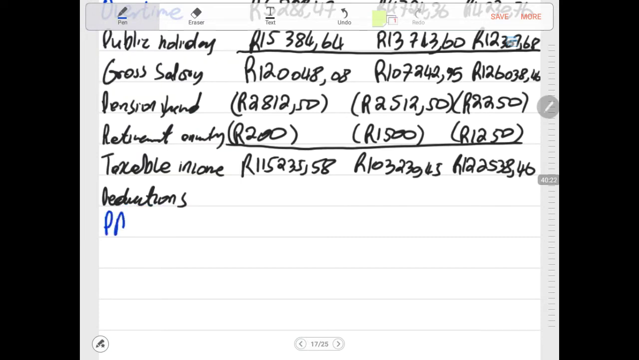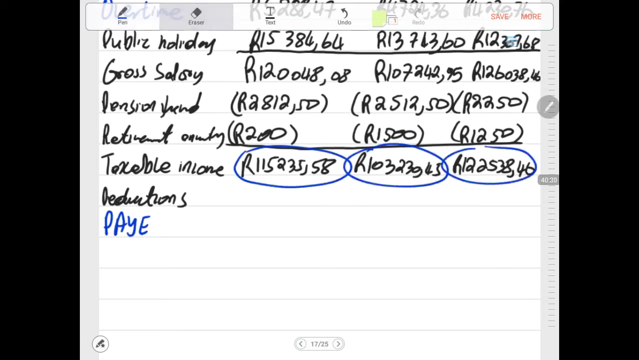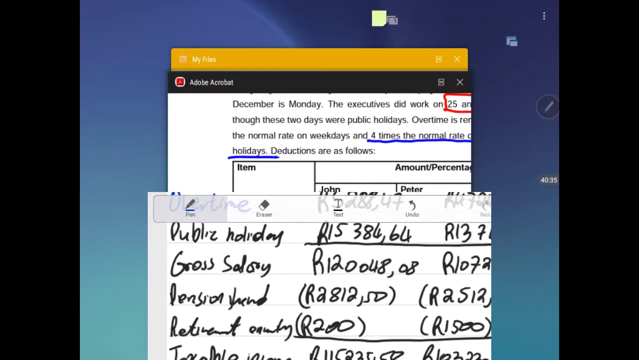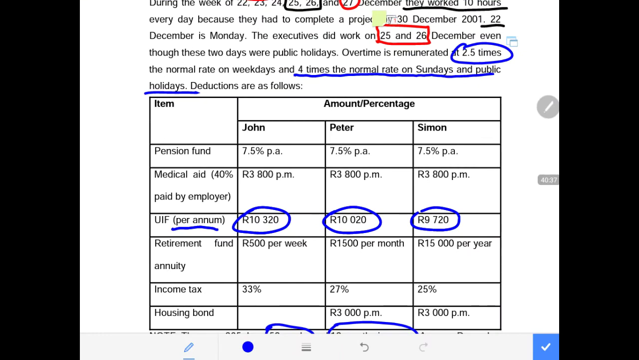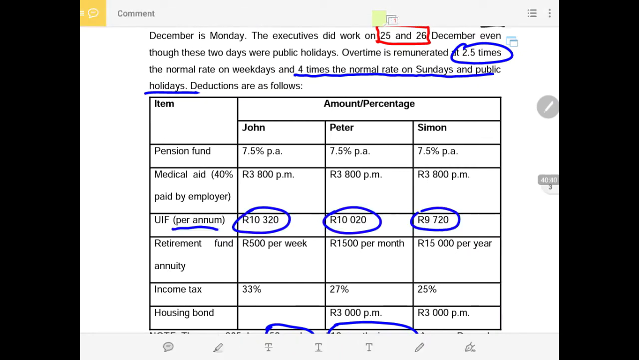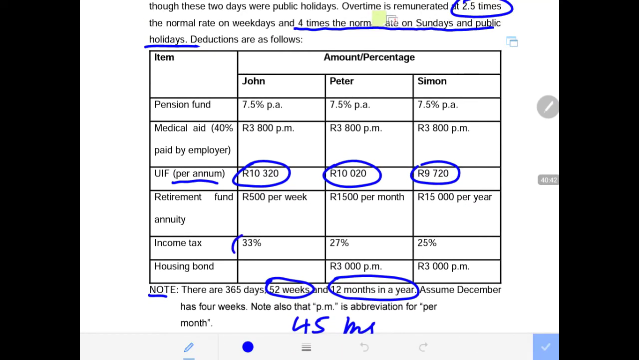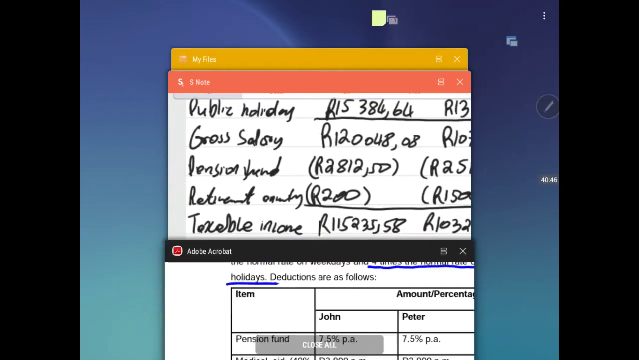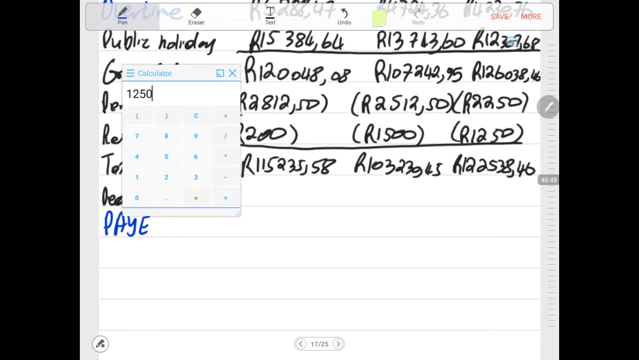Pay as you earn is calculated from the taxable income. They will give us the percentage. Mostly you'll be given a percentage. There will be few times where they can give you a taxable income amount. Now our tax rates are 33%, 27%, and 25%.